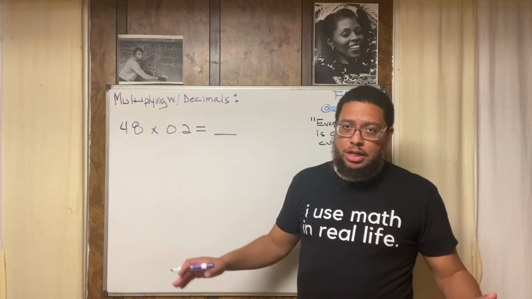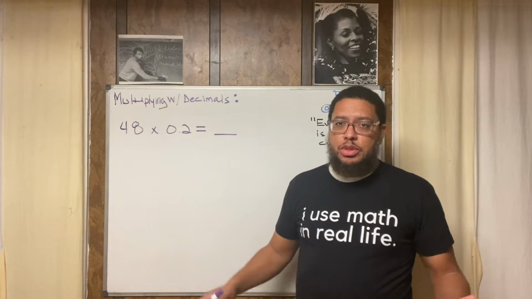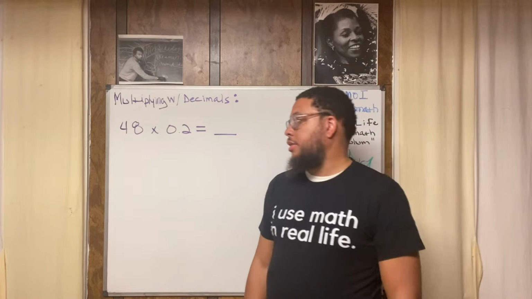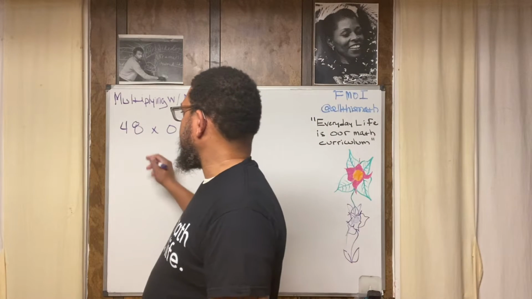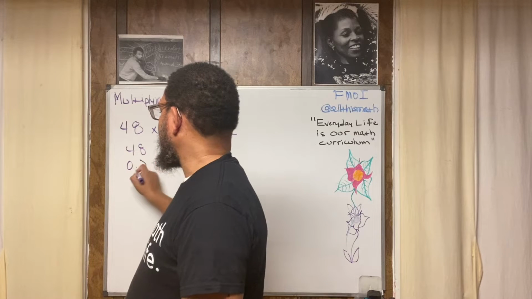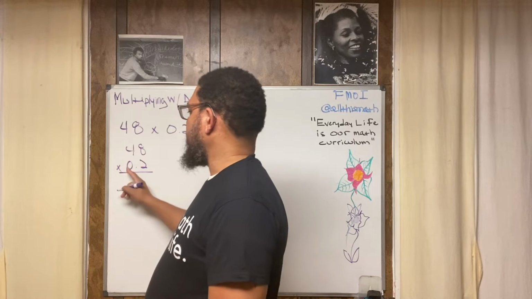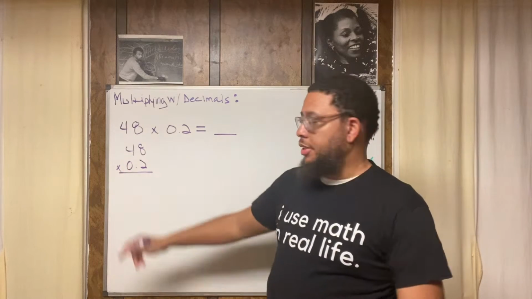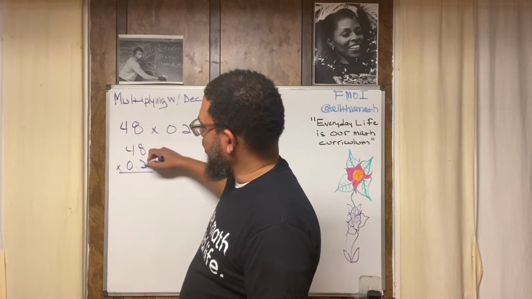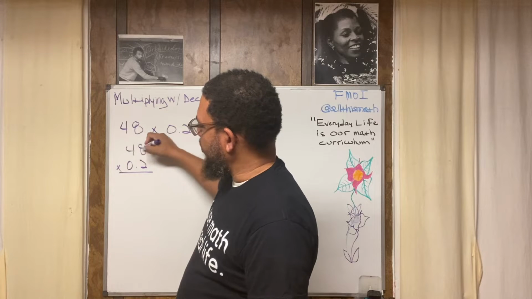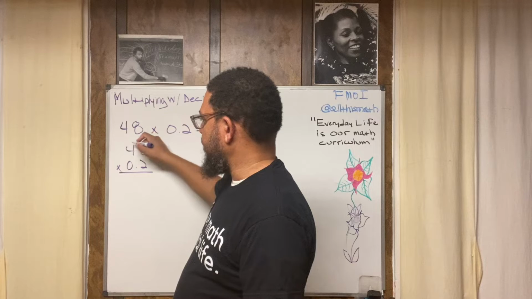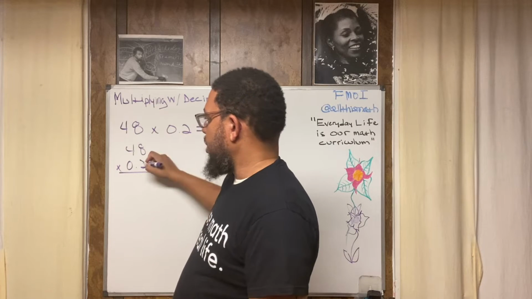Now, as with anything, there are multiple ways to do this problem. We can use the traditional algorithm for multiplying, and we can set it up like this, stacking the numbers on top of each other. We've got 48 times 0.2. We don't really need this 0 right here, but I'm going to put it there anyway. What we're going to do is multiply this 2 by each of these digits up here. Then we're going to do the same thing with the 0, multiplying it by each of these digits, and see what happens. So 2 times 8.